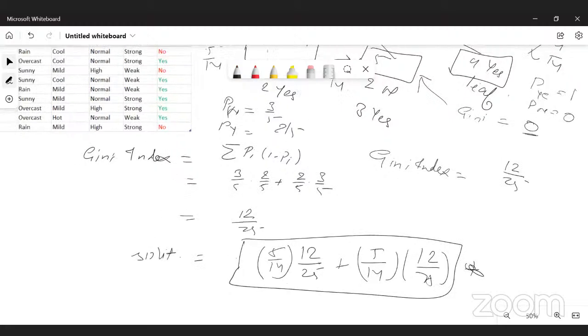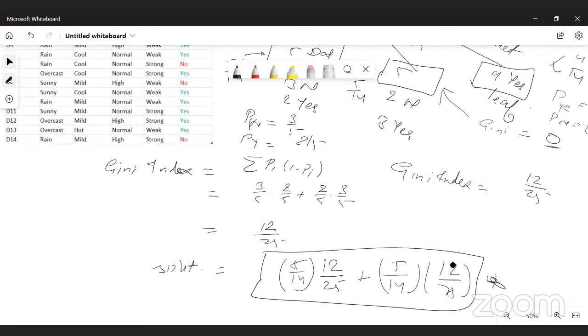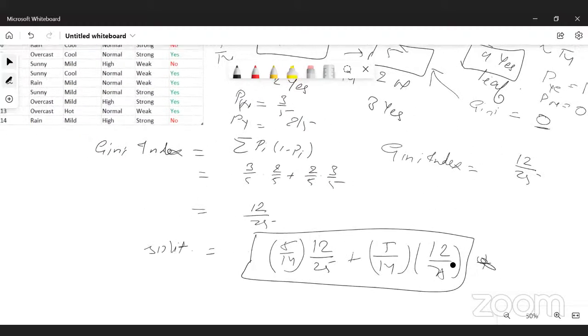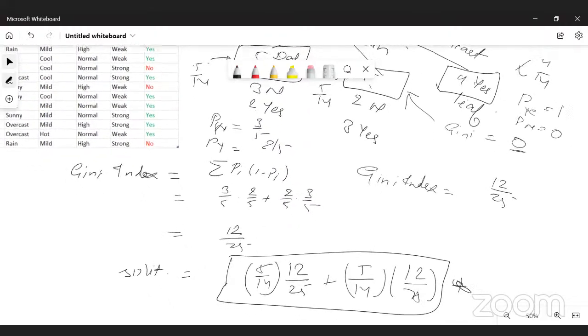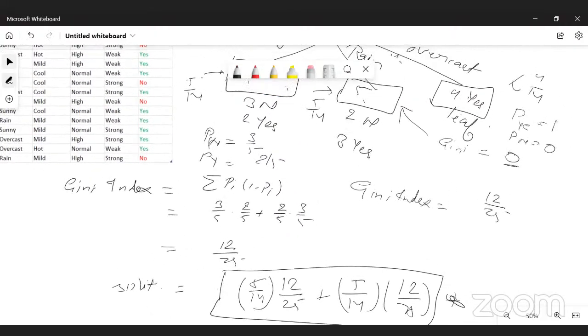Could you repeat the last part? Sorry. So here we have found the Gini index of these 3 nodes. You got how to find the Gini index, but the 2 nodes' Gini index is the same. So what conclusion do we come to from that? Yeah, we are coming to that.